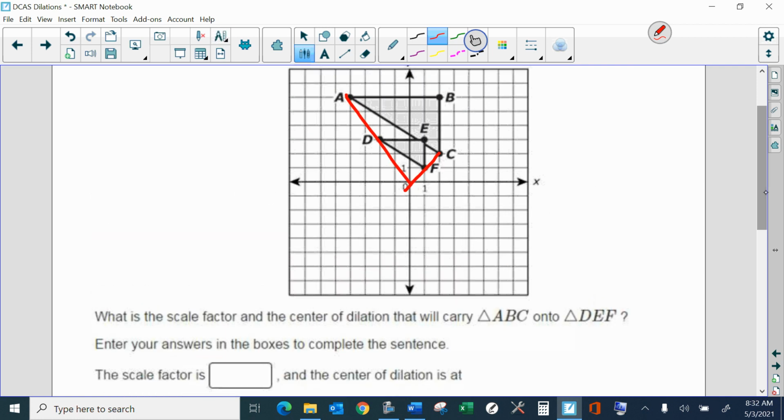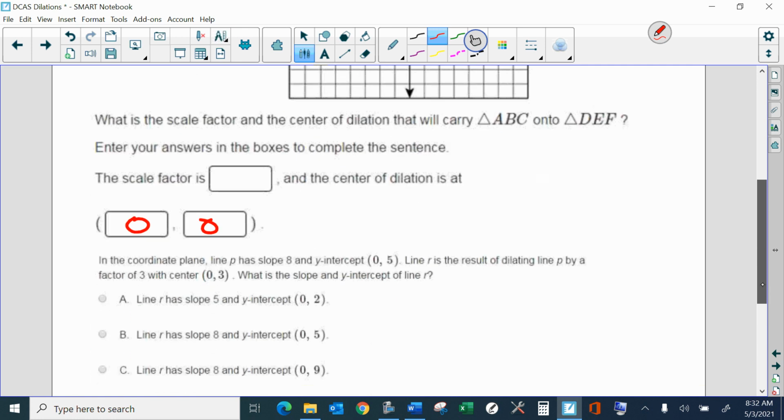Scale factor, or we just take 2 corresponding sides. We want to take either horizontal or vertical if we can. 1, 2, 3, and 1, 2, 3, 4, 5, 6. Okay, so now that will carry ABC. So that means this is the pre-image, just the image. And so don't forget it's image over pre-image. So it's 3 over 6, which then is 1/2. You got to reduce it, scale factor of 1/2.